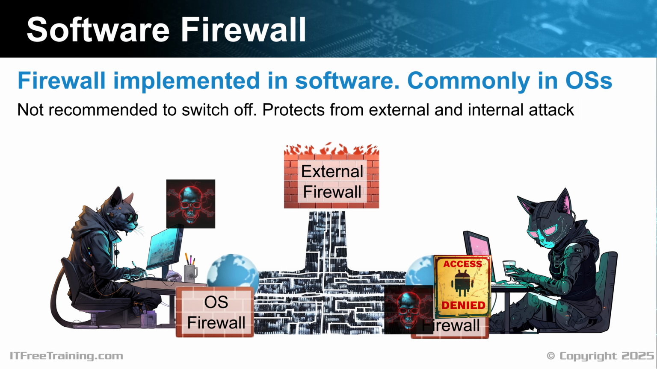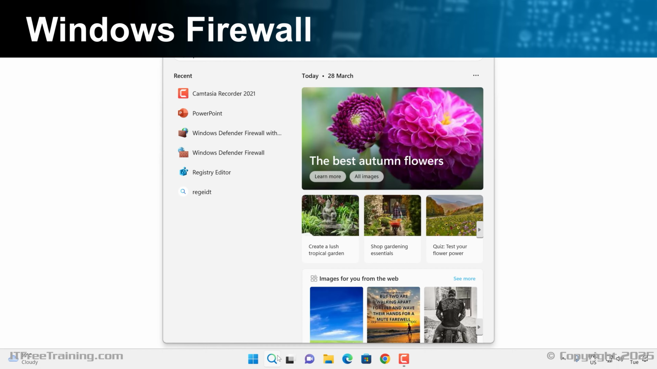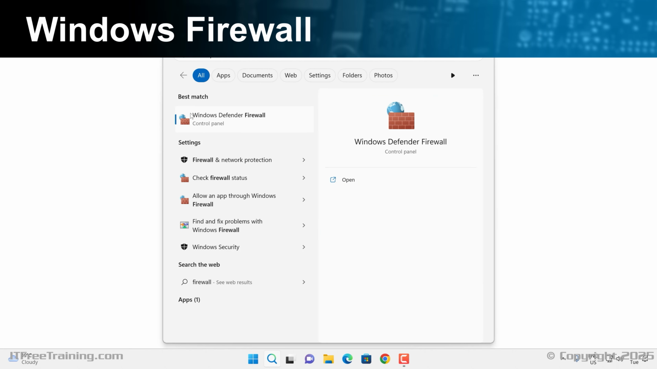Let's have a look at how to configure the Windows firewall. To configure the Windows firewall, I will open the Start menu and search for Firewall. In newer versions of Windows, the firewall is part of Windows Defender. Windows Defender is an anti-malware component included with Windows.